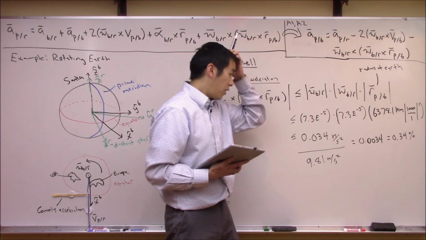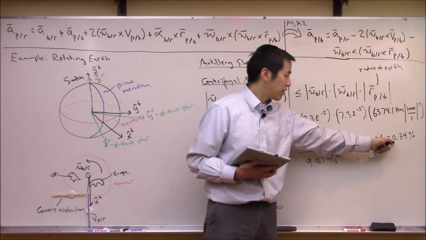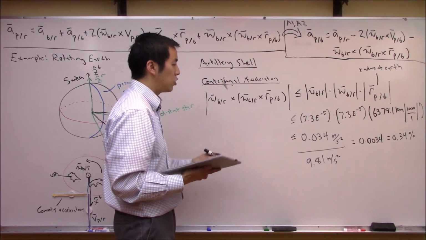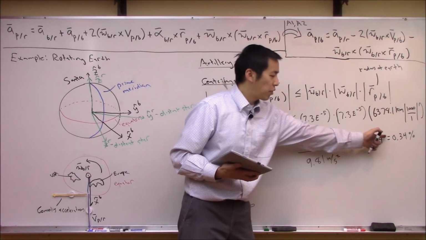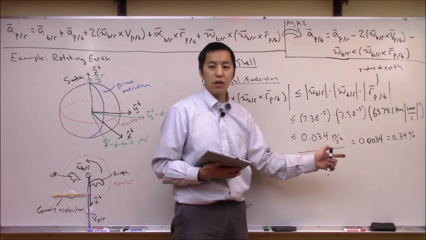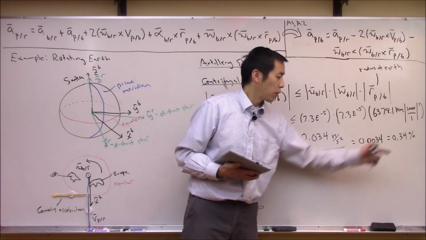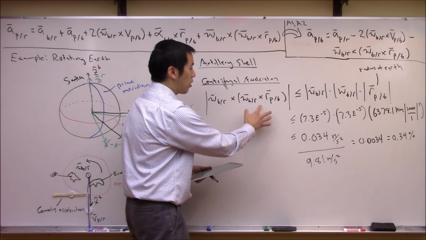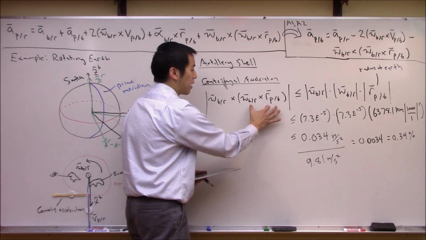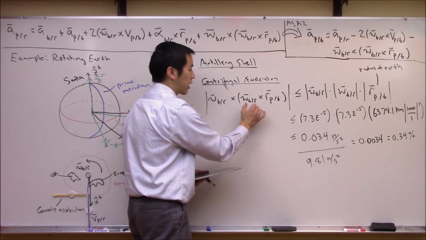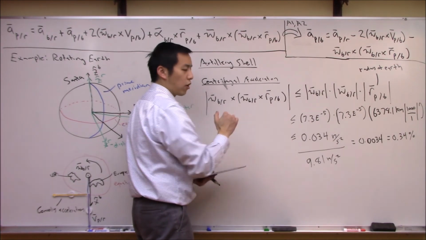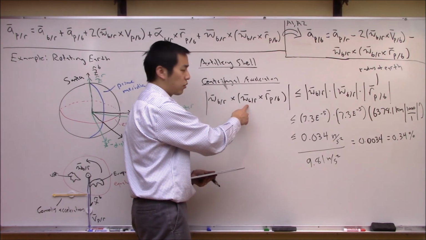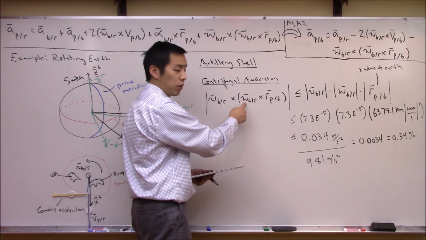So if you think about this, this is actually kind of interesting. Let's ask ourselves again, where would you get this scenario? This is the worst case scenario of centrifugal acceleration, 0.34. Where would this be true? In order for this to be maximized, I have to maximize this cross product, so I have to make sure that these two things are 90 degrees from each other. I need to make sure that the radius is 90 degrees from omega b with respect to r.